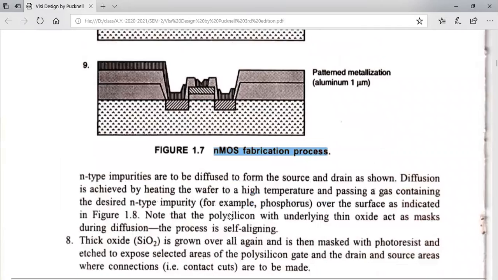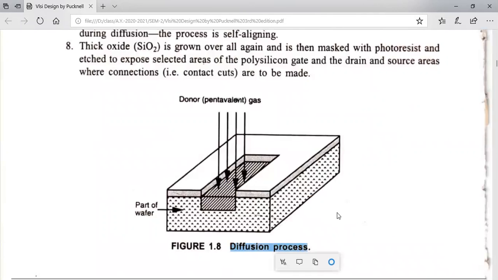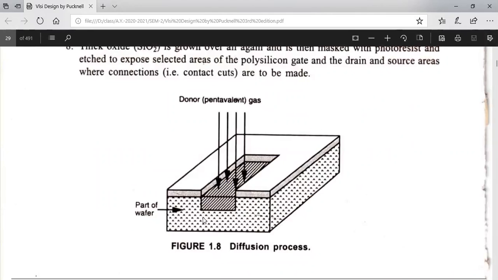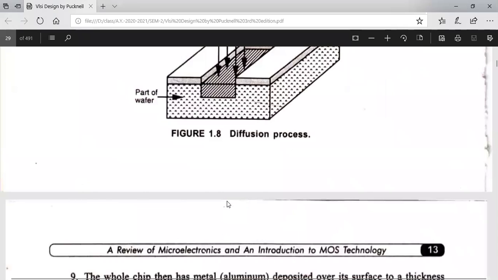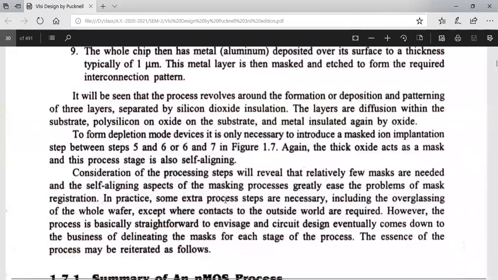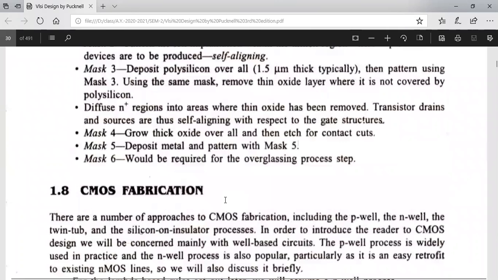So you can see here, this is the diffusion process, what we have said previously. This is the P-type impurity. With the help of a pentavalent gas, the donor gas we used to call, I am injecting this pentavalent gas, which has free electrons in the outermost orbits. They will be moving, injected into the source. That is called the diffusion process. So that is the NMOS fabrication process.